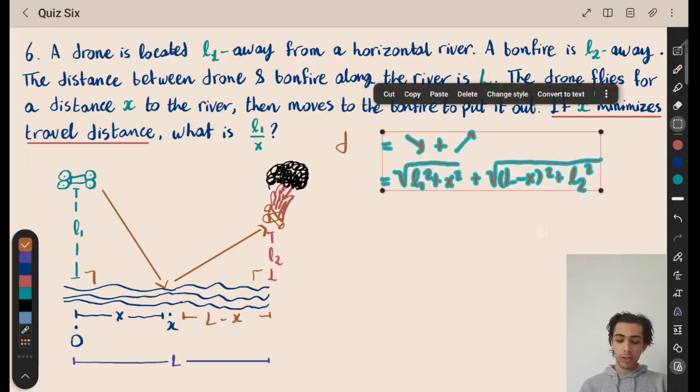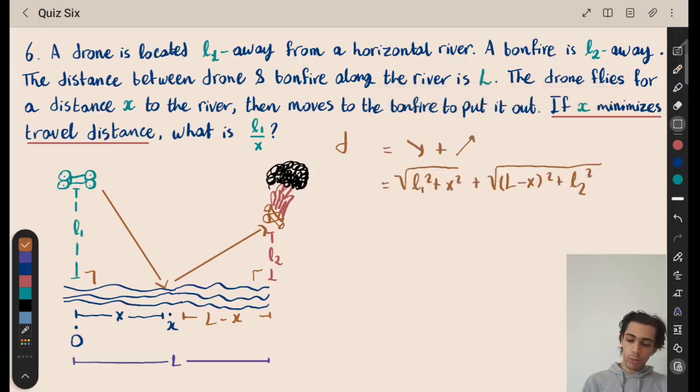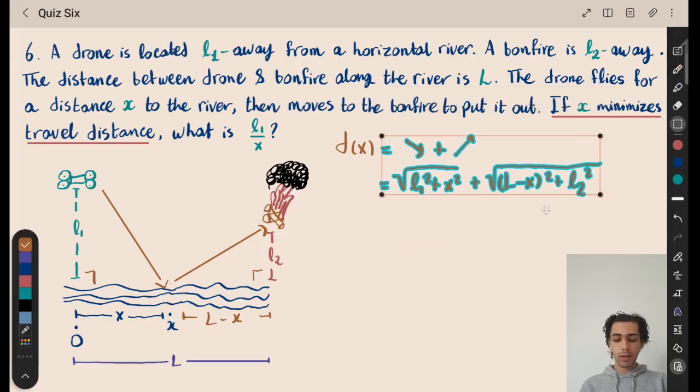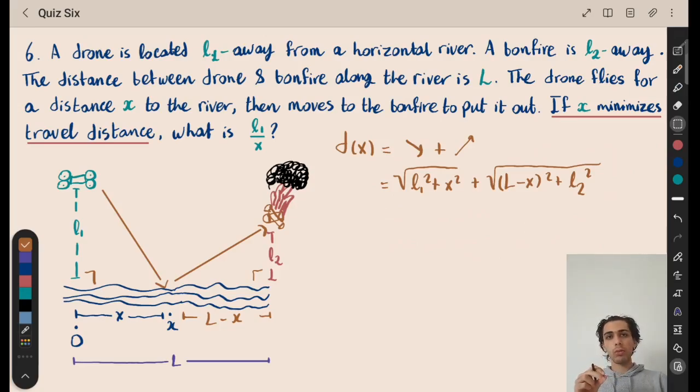Why is it a function in terms of x? Why is it not a function in terms of x, L1 and L2? Well, because they are constants. The distance between the drone and the bonfire is fixed in this problem. But what we can change is the point at which the drone goes to the river to get the water. Because if we find the best point at which we can do so, then it will be great, because it would take us less time to put off the bonfire, and then maybe it would save lives. So this is a very important matter, in fact.